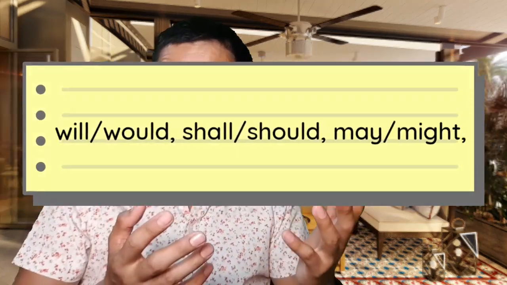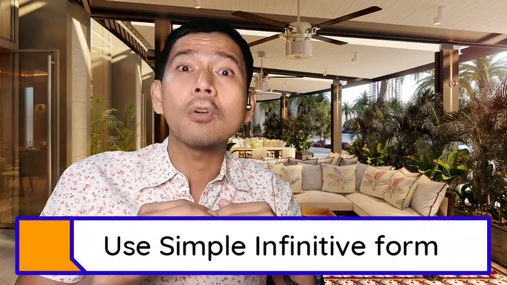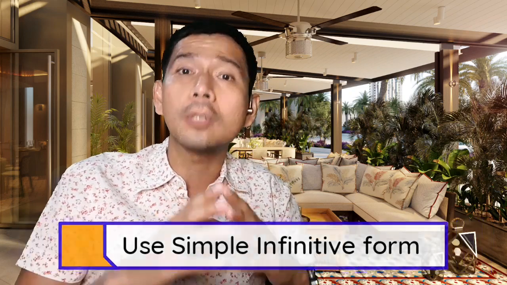Ito yung mga words such as will or would, shall or should, may or might, can or could, do or does or did. Now, the basic rule here is if you are going to be using a verb together with or almost always preceded by a modal auxiliary verb, kailangan yung gagamitin mong verb form mo ay ang infinitive or simple. Ito yung usually neutral and almost always in the present tense. So, ito yung mga examples nun.